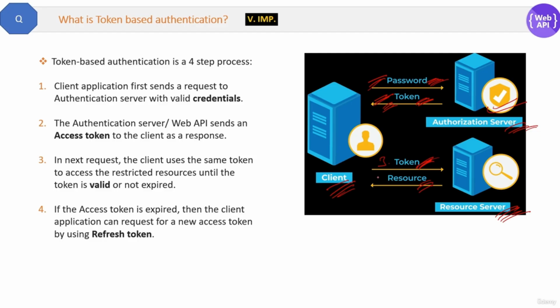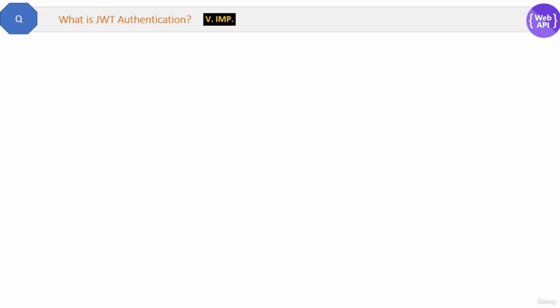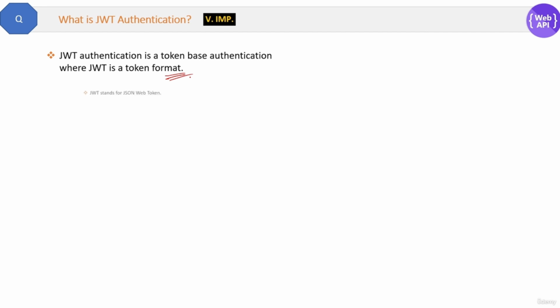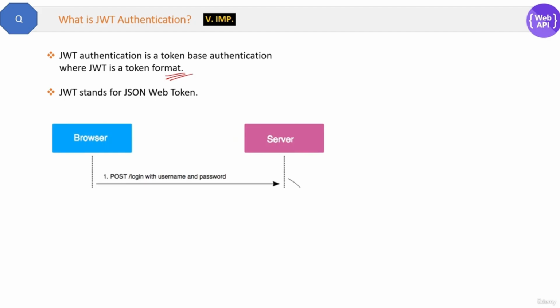So this is what token based authentication is. What is JWT authentication? Again, a very important question in Web API. And the simple answer is: JWT authentication is a token based authentication where JWT is just the token format. JWT stands for JSON Web Token, and this is the way JWT authentication works.